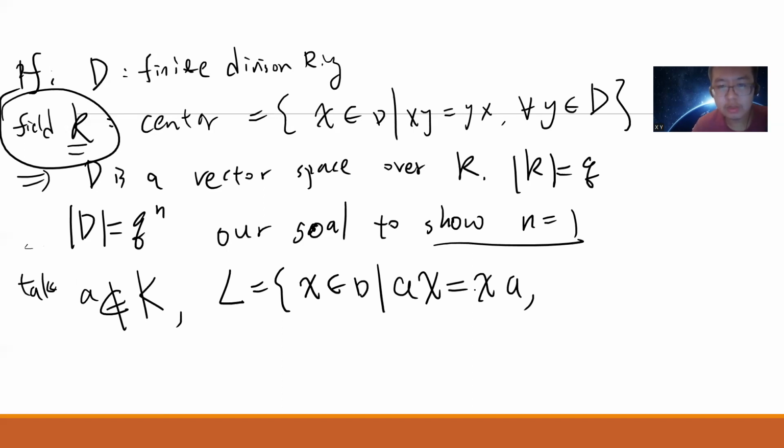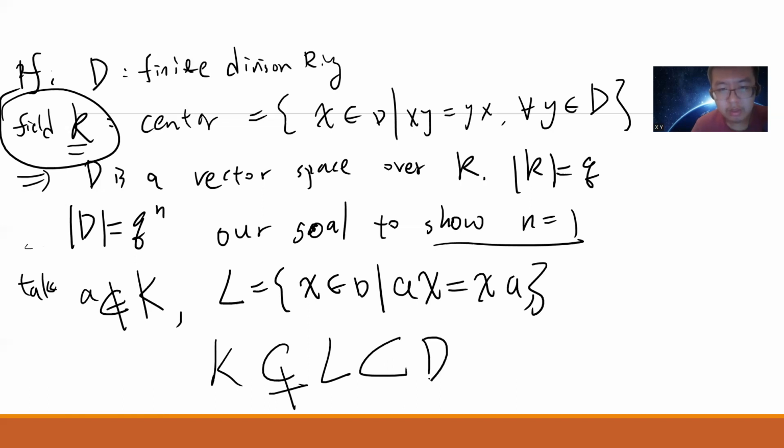Right. So basically it's the guy which commutes with A. Okay, so obviously we have K is a strict subset, right? Because A does not belong to K, and there is a subset in L, D, right? So this is a vector space over it, a vector space over it. Okay, so obviously L has Q to the N. Okay, so let's say Q to the D, small d.